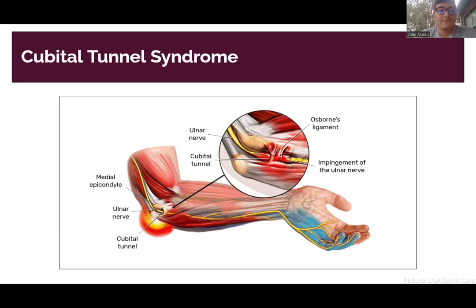Now, when flexor carpi ulnaris is tight, it's going to pull on the whole thing, including Osborne's ligament. So it's kind of like a ratchet strap. It's ratcheting down, it's tightening down, compressing on that ulnar nerve. This is what's going to lead to that pain, the loss of sensation, and the motor deficits.